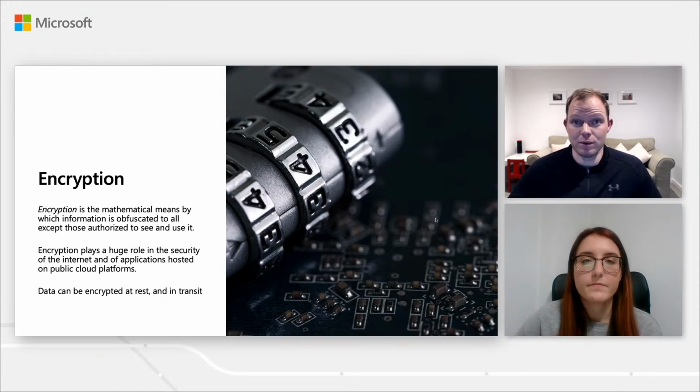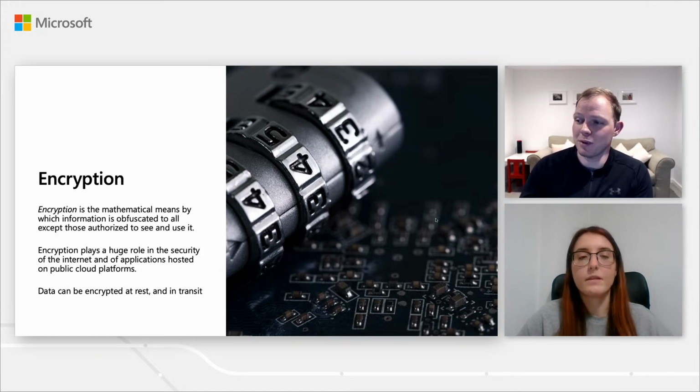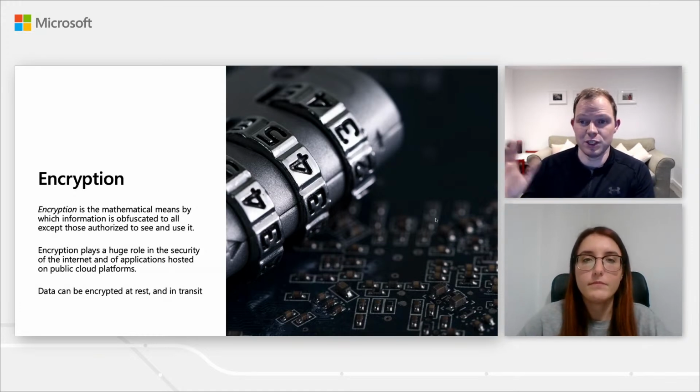On the internet, encryption is huge. You use it every single day. You're about to learn how, and you probably don't realize that you're using it. And in public cloud platforms, it's really crucial that we have this capability. We can encrypt data in two places. We encrypt data at rest, when data is resting in storage or in databases, but we can also encrypt it in transit, which is when data is being transferred, such as when we're accessing a website or online banking or something like that.